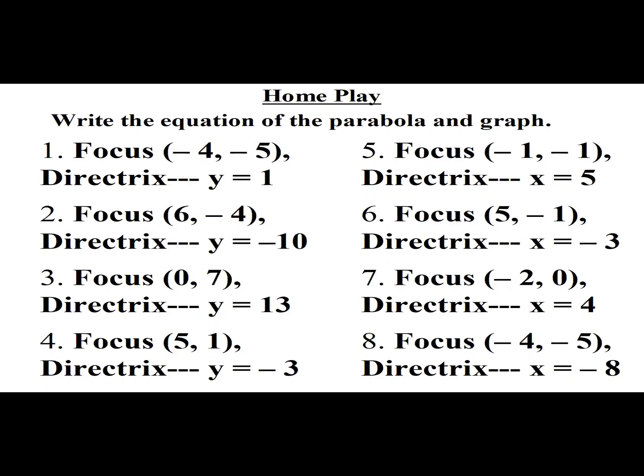So if you notice this new homework right here, it says write the equation of the parabola and graph. Number 1, focus (-4, -5), directrix y equals 1. Number 2, focus (6, -4), directrix y equals -10. Number 3, focus (0, 7), directrix y equals 3. Number 4, focus (5, 1), directrix y equals -3. Number 5, focus (-1, -1), directrix x equals 5. Number 6, focus (5, -1), directrix x equals -3. Number 7, focus (-2, 0), directrix x equals 4. And number 8, focus (-4, -5), directrix x equals -8.